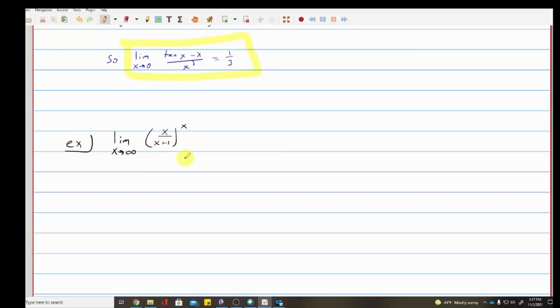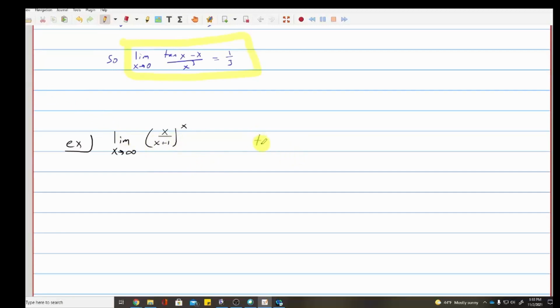Okay, so let's look at this. The limit as x goes to infinity of x over x plus 1, all raised to the power of x. And again, I can see this exponent is going to give me trouble. So I don't even need to try direct substitution first, because I know there's nothing I can do here.